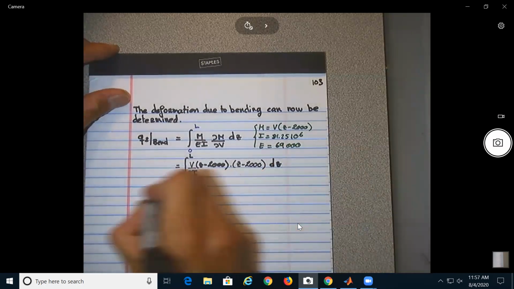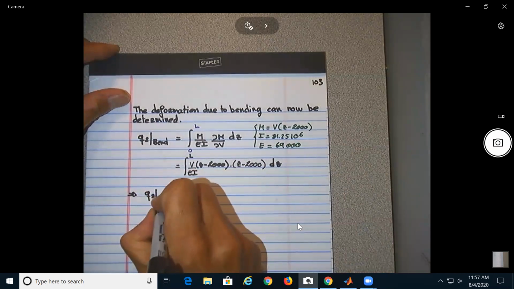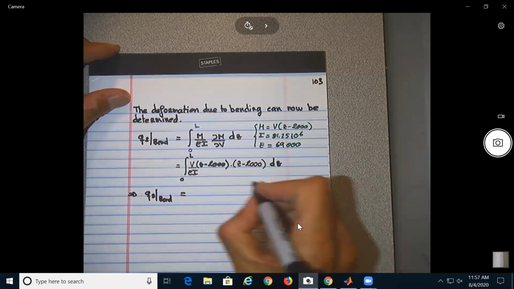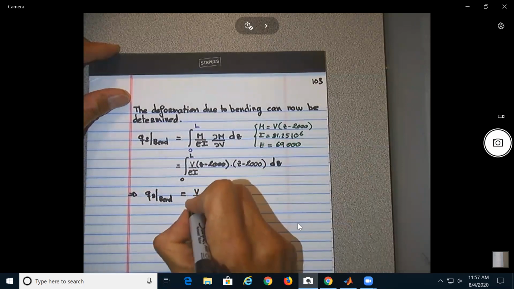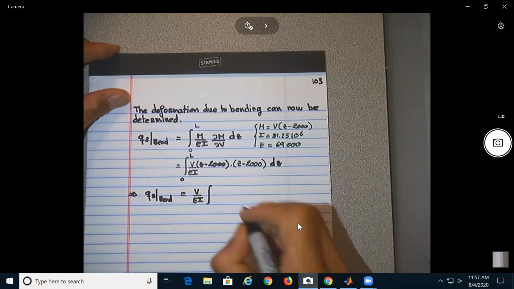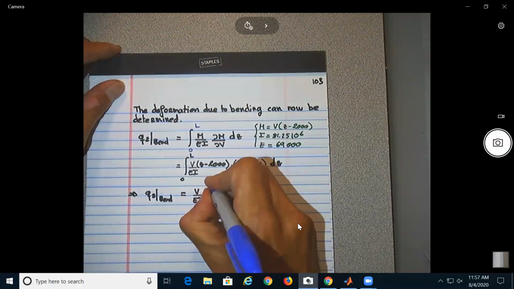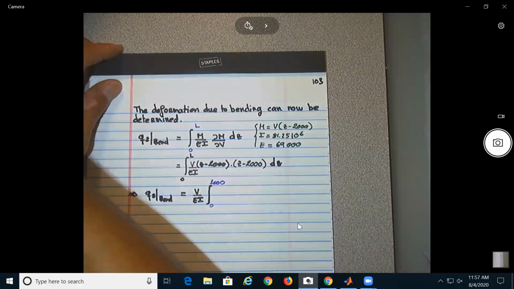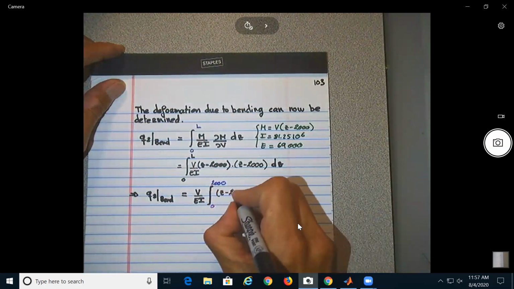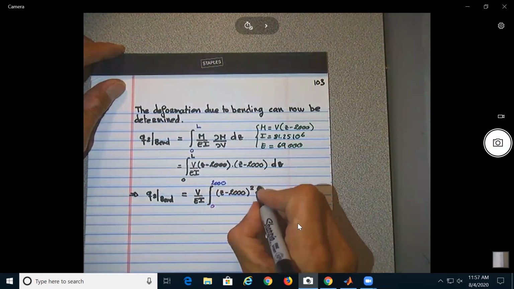So basically, this is going to give us Q2 bending equal to V over EI, integral 0 to 2000, because it's L, of Z minus 2000 square dz.